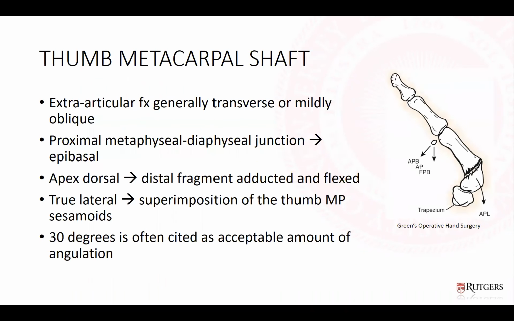Thumb metacarpal shafts generally occur at the proximal metaphyseal-diaphyseal junction and are considered epibasal. Usually they're apex dorsal, with the distal fragment adducted and flexed. To get a true lateral of the thumb, you can try to get the MP sesamoids superimposed on each other. And generally quoted guidelines for non-operative management of thumb metacarpal fractures is about 30 degrees of angulation.